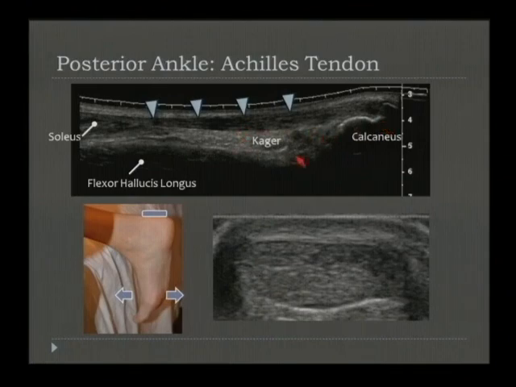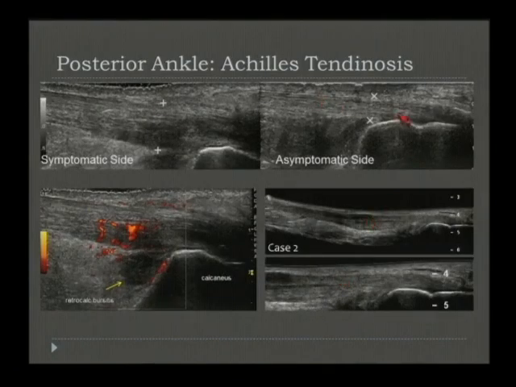Anteriorly, we'll see Kager's fat pad here, and the flexor hallucis longus. Typically, the tendon high up will be more comma-shaped, with the anterior portion being concave and not convex. We should see the nice fibular pattern throughout, however. Here we can see a normal Achilles tendon on the patient's asymptomatic side. Nice fibular pattern as expected.